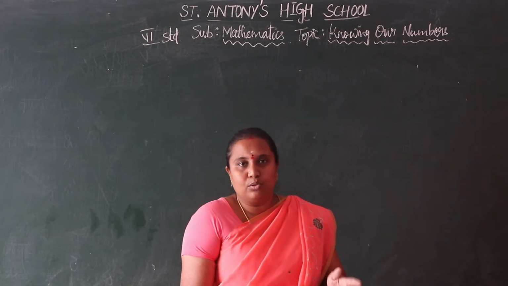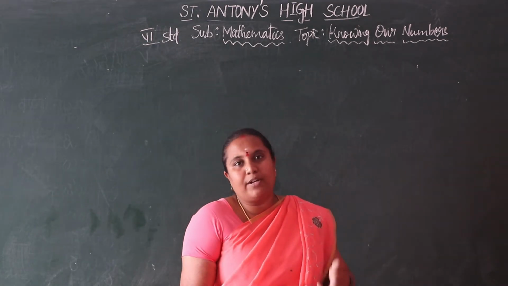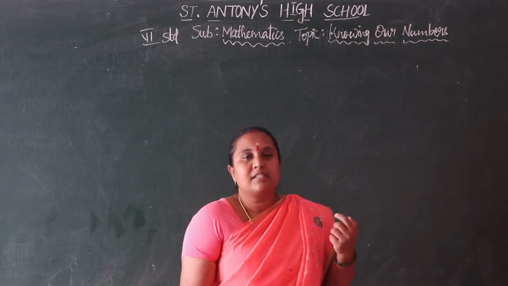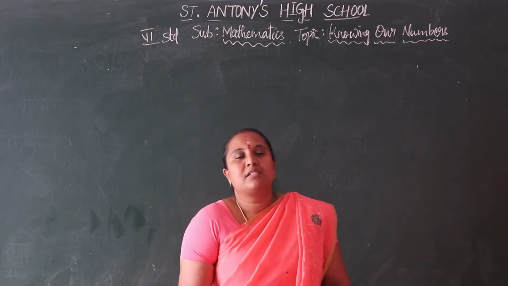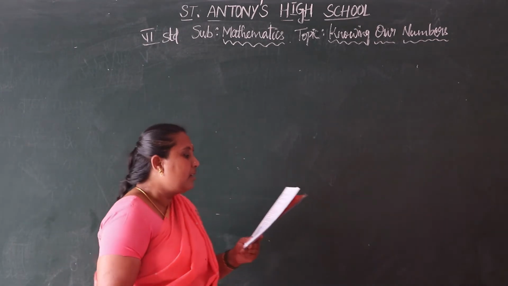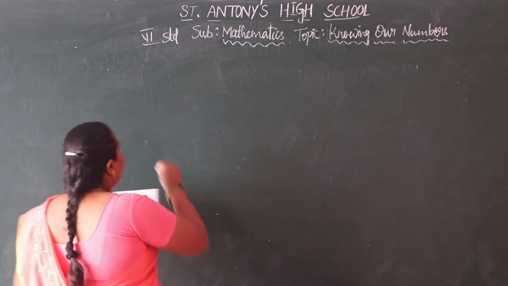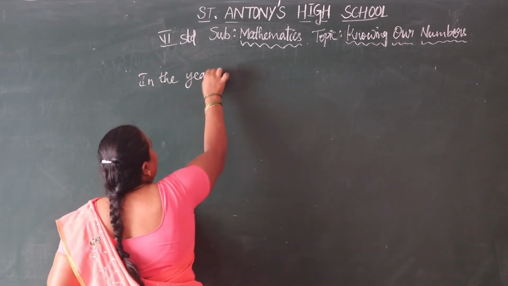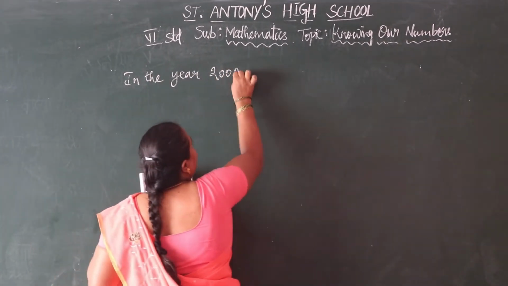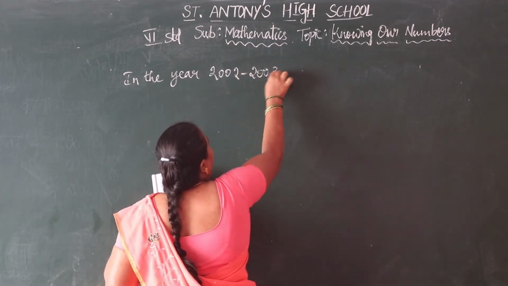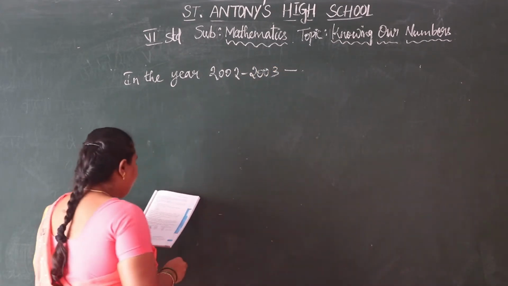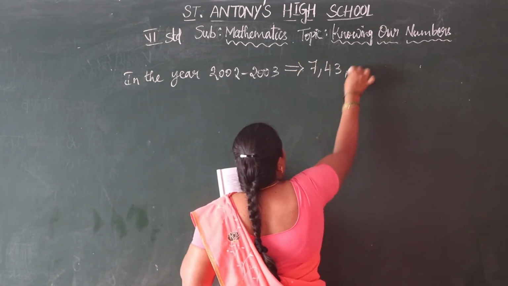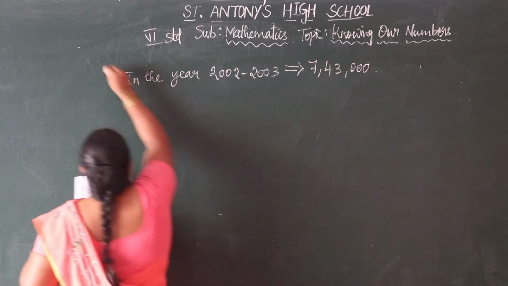Here, which is more and which is less, we want to find out the difference. What is the difference? Subtraction. We want to do the subtraction here. In the year 2002 and 2003, it is given 7,43,000. This is example 2.